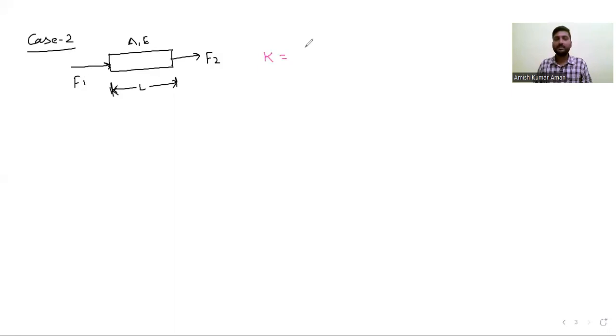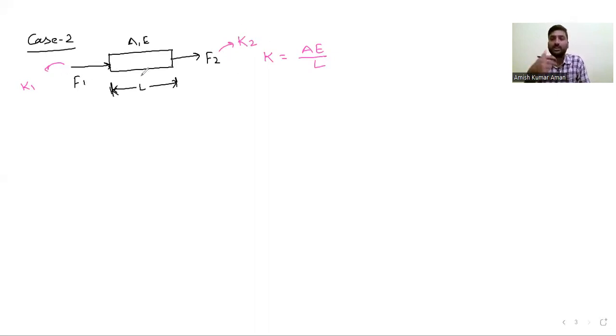And we know that the stiffness is given by AE by L. But here, if you see, we have two forces, F2 and F1. So we will have two stiffnesses, right? Let us say K1 and K2. In the previous case, there was only one force, so we got the stiffness as AE by L. But here two different forces are there, so we will have two different stiffnesses, K2 and K1.